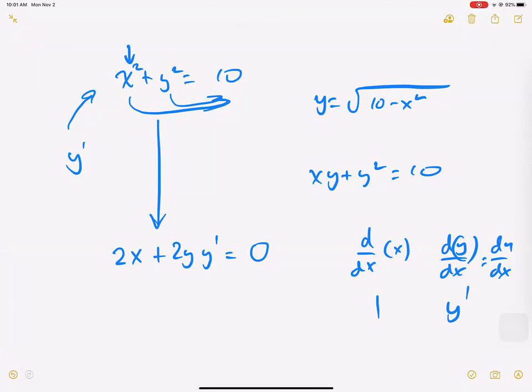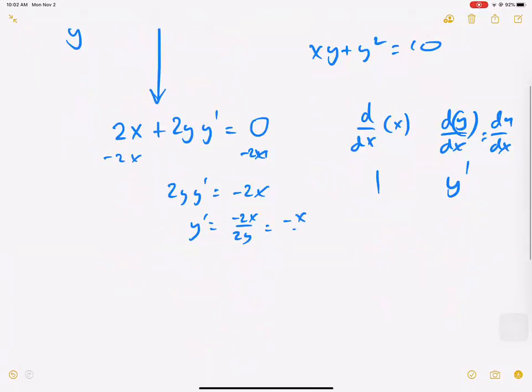Then we go ahead and solve for it, minus 2x to both sides. Oops, that's an x. 2y y prime equals negative 2x. Divide both sides by 2y. And we're left with negative x over y. And that is the derivative of our function. Okay.